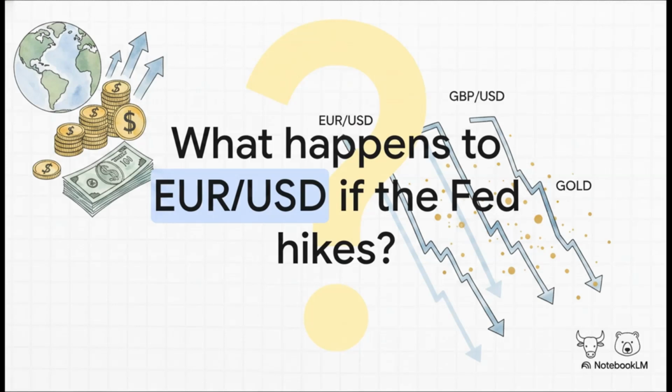What happens to the currency pairs Euro USD, GBP USD, and gold? Well, since the US dollar is the second currency in those pairs, which is the quote currency, a stronger dollar actually pulls the whole chart down. So Euro USD falls, GBP USD falls, and gold, since it's priced in dollars, often falls right along with them.